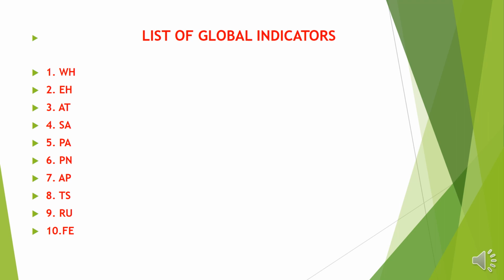So these are the list of global indicators that an IATA student has to memorize, as well as be able to identify when a given itinerary is present.